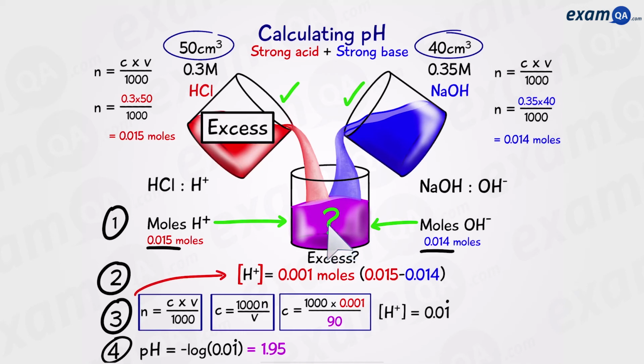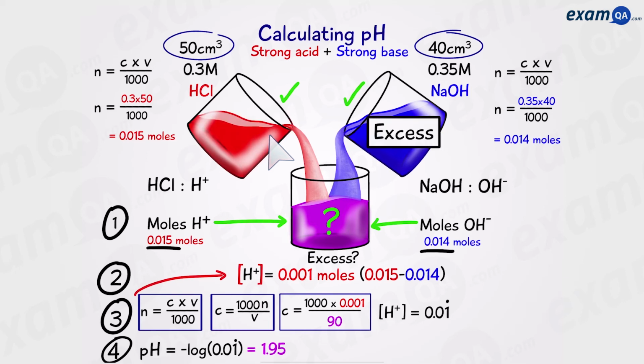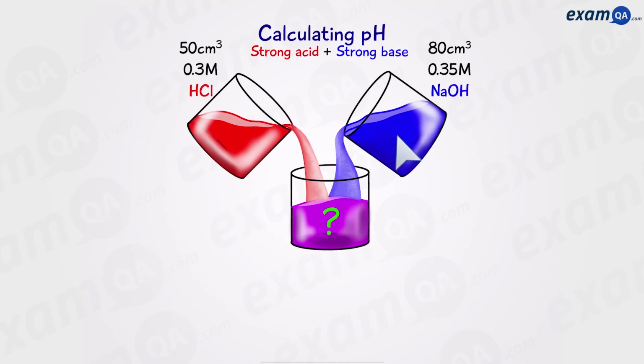Also notice that we had excess strong acid. Because of that, the pH is low. 1.95 is relatively acidic. However, what would happen if we had excess strong base, and how would the calculation differ? Let's find out now. So this time, we're using the same amount of hydrochloric acid with the same concentration. As for sodium hydroxide, we've doubled the volume to 80 centimeters cubed. So let's find out what the pH of this mixture is going to be.